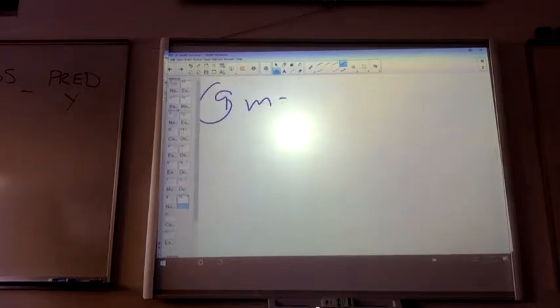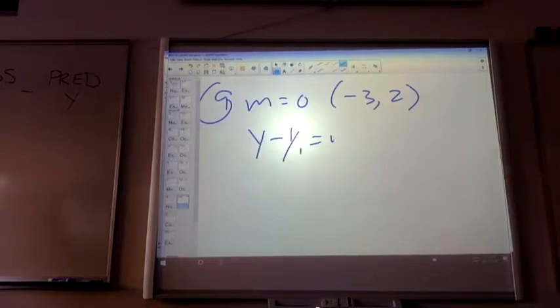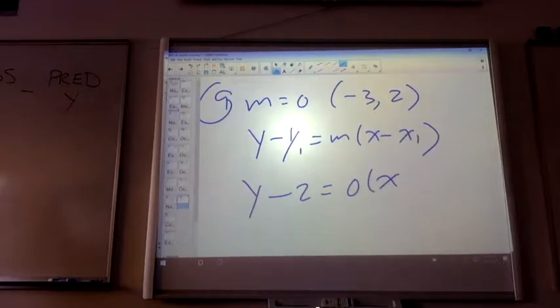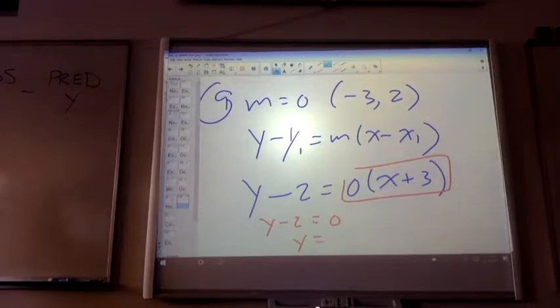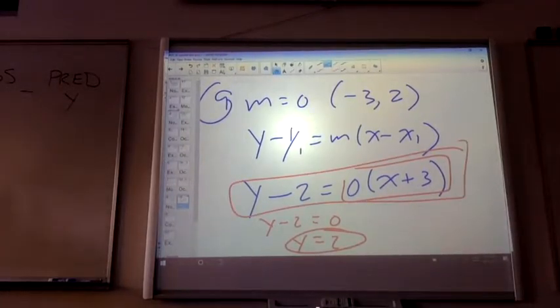All right, number 9, you have a slope of 0. So the slope of 0 is a horizontal line, yes? So y minus y1 equals m times x minus x1. So I get y minus 2 equals 0 times x plus 3. So you technically could leave it like that, but you have to realize that 0 times a quantity is 0. So your equation's actually bad, but I would take that as an answer. I like that too. Cool?